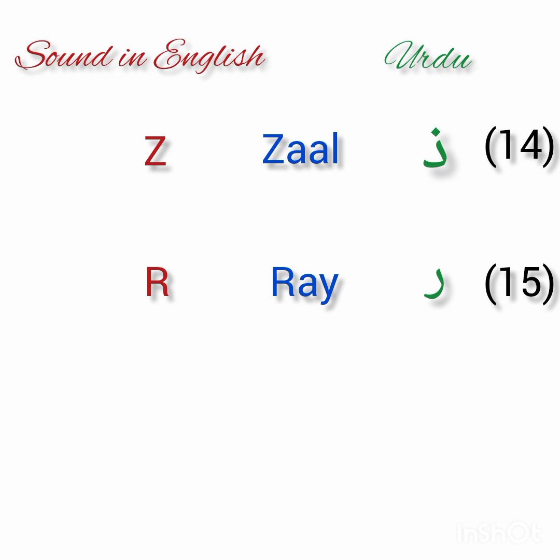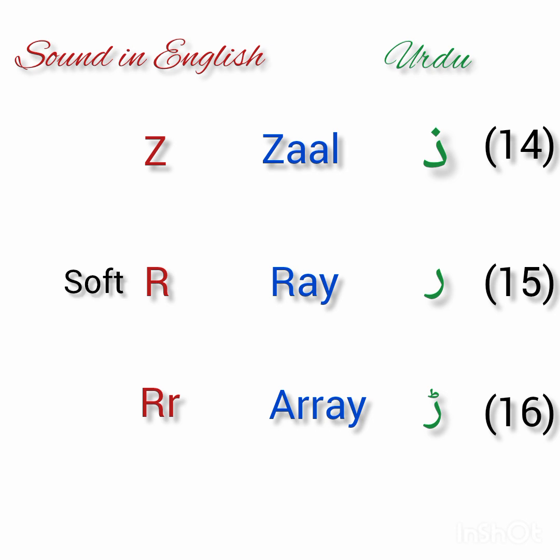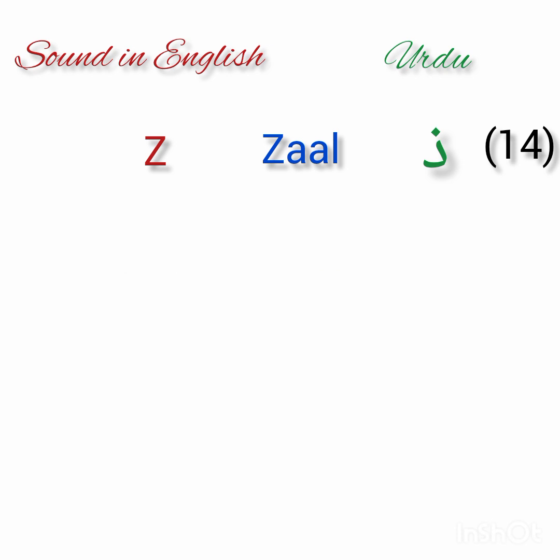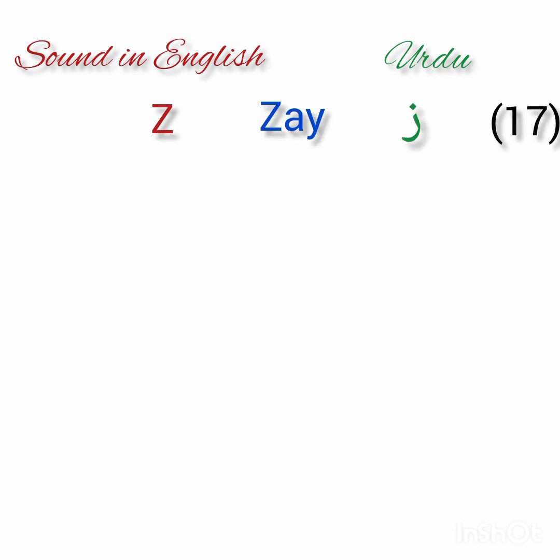Re. It sounds in English R. Array. It sounds in English also R. The first one is soft Re, and the second one is heavy Array. Z. It sounds in English Z. Say. It sounds in English S.